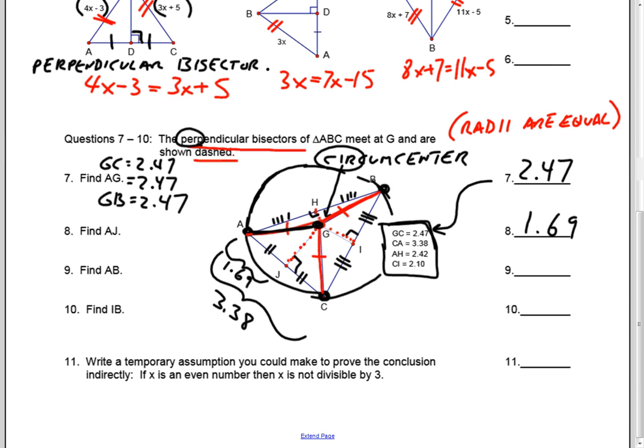So I know that that's 1.69. I know JC. I don't see JC over here, but I know that that's also 1.69. And the reason I know all of this information is just because of the words. Perpendicular. You know what that means. Something got bisected. Something got cut in half. That's the sides. We know that all perpendicular bisectors meet at something called a circumcenter. A circumcenter is the center of a circle, which means we've got radii which are the same.